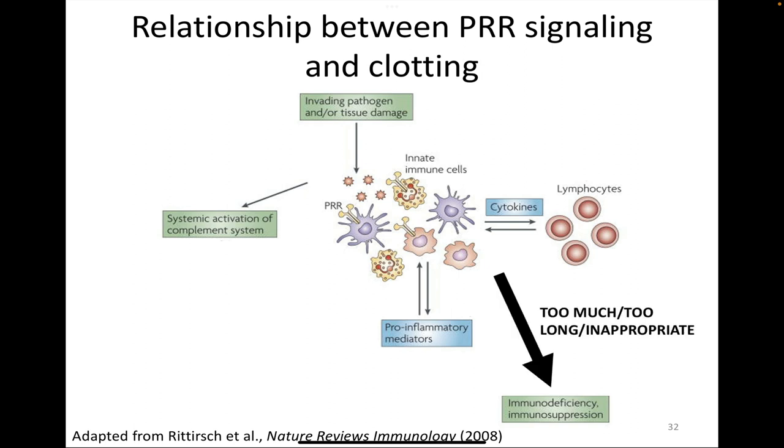Sometimes, if there's too much, too long, or inappropriate amounts of those cytokines, we have problems. But what we've really learned in the past couple years is that the coagulation system is closely interlinked with what's going on with complement and what's going on with innate immune cells. I actually learned that one of the proteins I study in my lab, if you remove it from innate immune cells, they don't make clots anymore. And I'm like, oh, I didn't know I studied that. So there does seem to be a lot of close interlinkage between some of these systems.